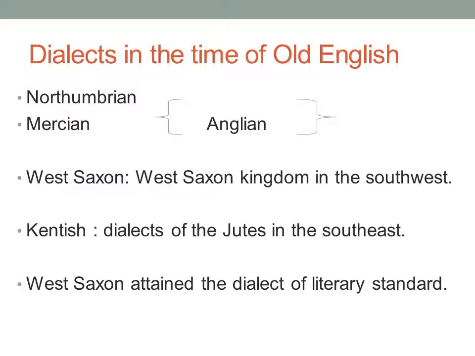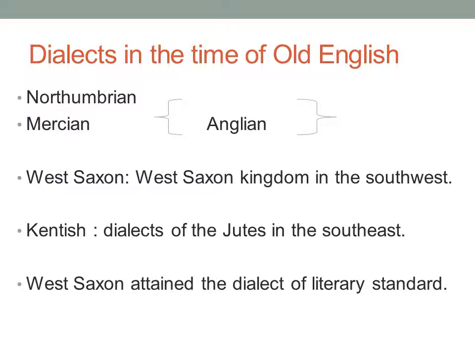So when we talk about the inner history of Old English, it is important to note the different dialects which were in existence at that time. The four dialects which were in existence at this point of time were Northumbrian and Mercian, which were actually called the Anglian kind of dialect. The Kentish was the dialect of the Jutes in the southeast. Northumbrian and Mercian were the dialects of the north of Thames, settled by the Angles, and therefore they were called Anglian.